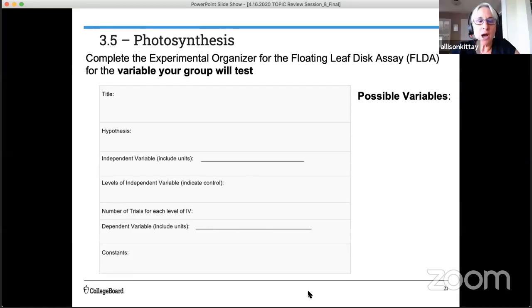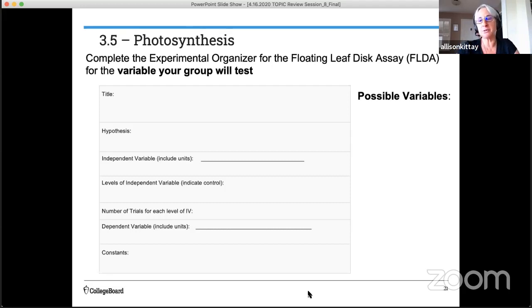Okay, so the next thing is to have you guys design your own experiment. And this is the experimental organizer that I use. I have my students decide a possible variable, create a title, make a prediction, indicate what the independent variable is, how many levels of independent variable you're going to have, how many trials you're going to do, how you're going to measure it, and what your experimental constants are.